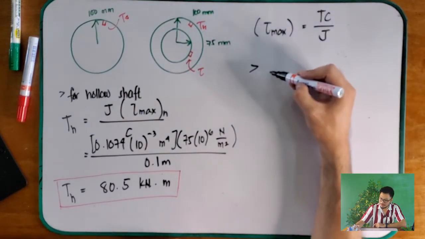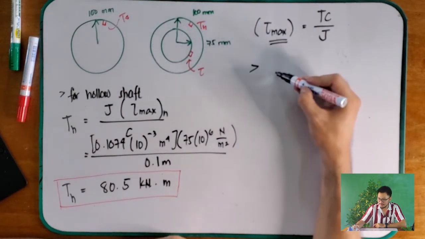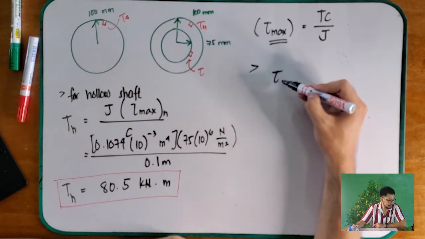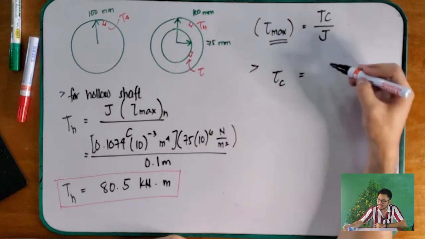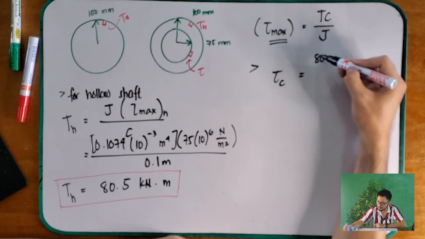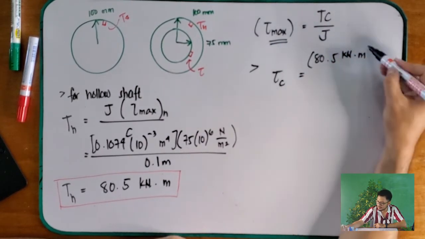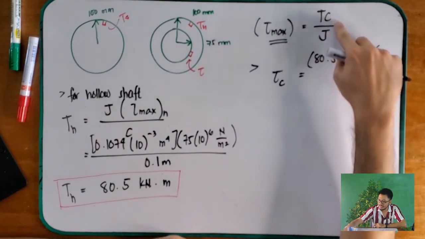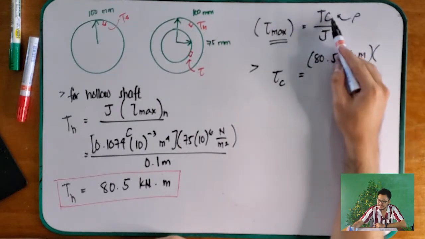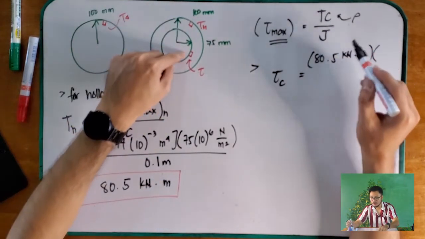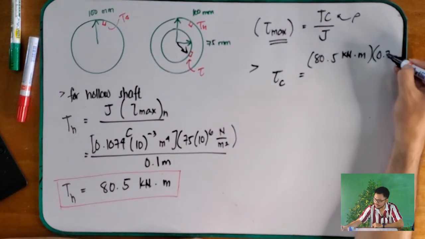Okay? So, but dili na siya max because this is not the maximum na. Tau C lang ang tawag diri. Tau C is equal to 80.5 kilonewton meter times, and kani instead of C mahimo na siyang rho. Diba kay ang C mao ni siyang outermost, pero ang rho mao ni siyang distance from here to there, which is 0.75 meter.